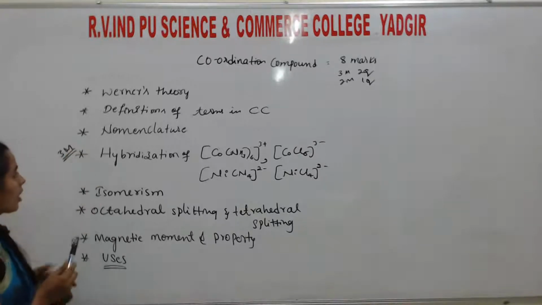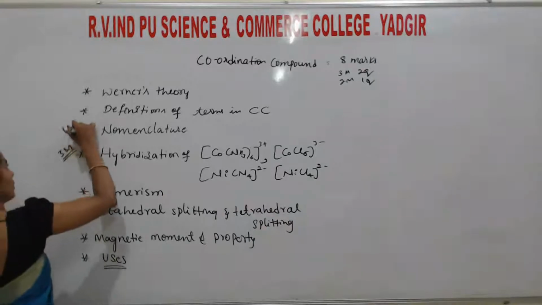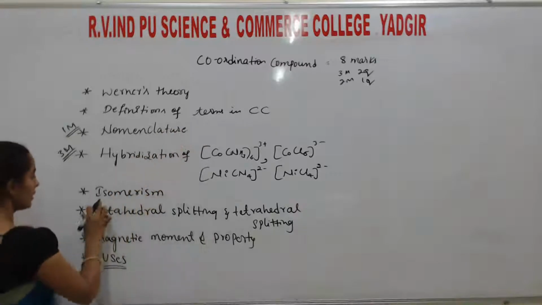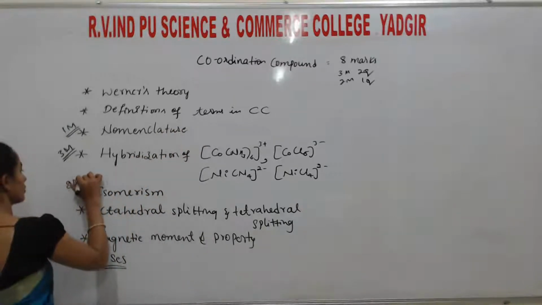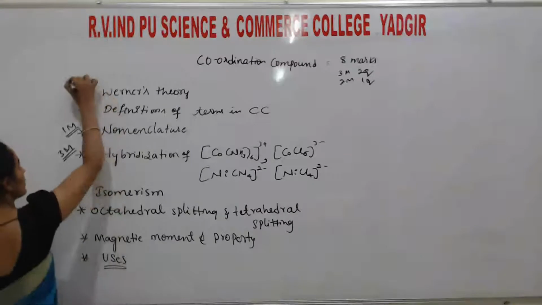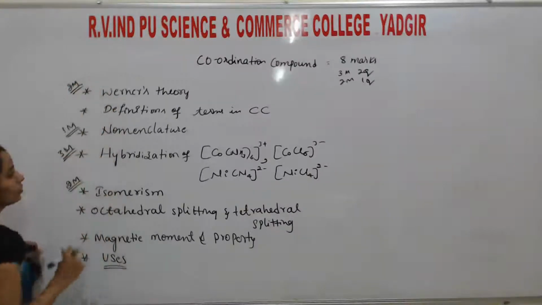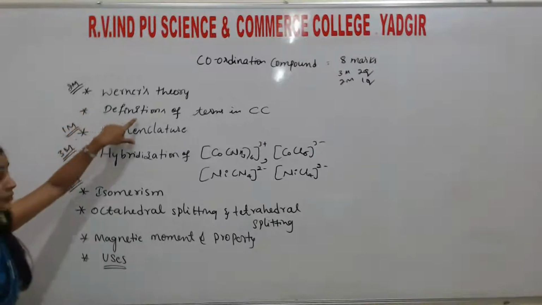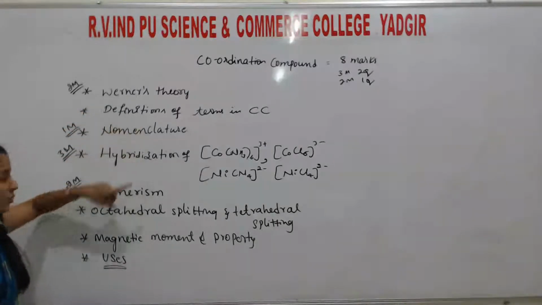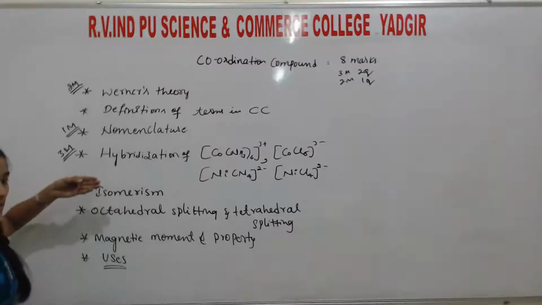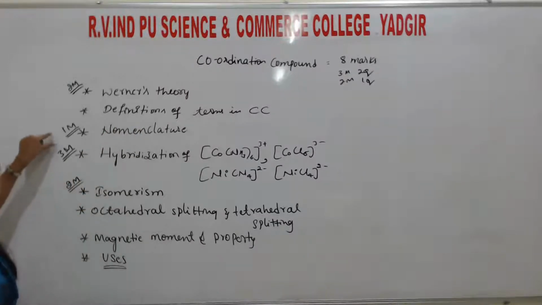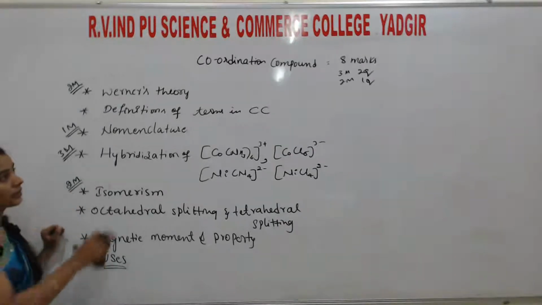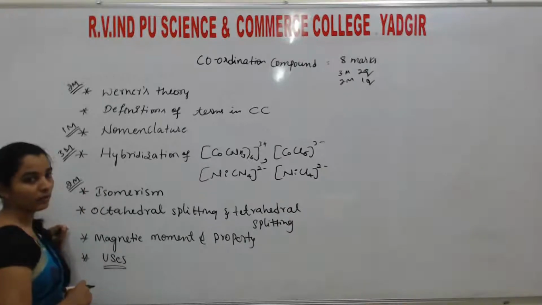In this, nomenclature is compulsory for 1 mark. As I told you, 2 marks, 2 questions are there. In isomerism, 1 question can arise for 2 marks, and the postulates of Werner's theory is for 2 marks. Understood? And in the definitions, the ligands are there, what type of isomerism is there, and what type of coordination number is there. So totally it consists of 8 marks in the overall examination.